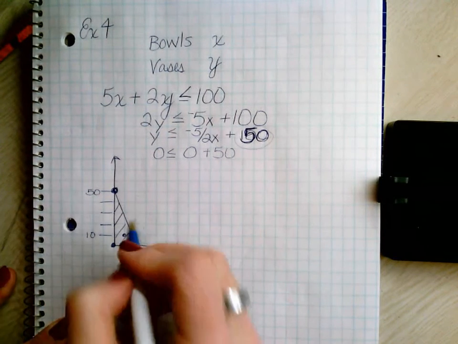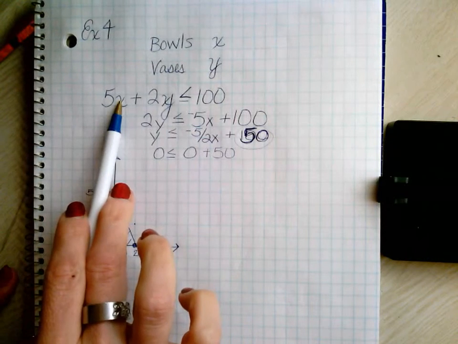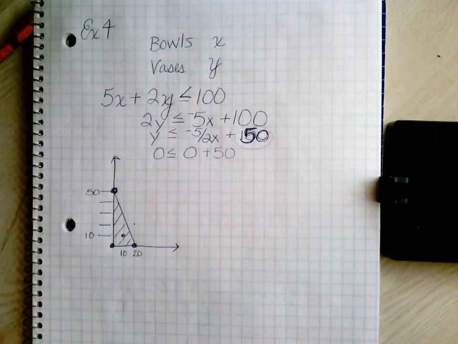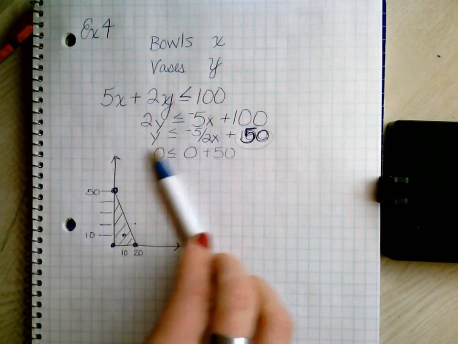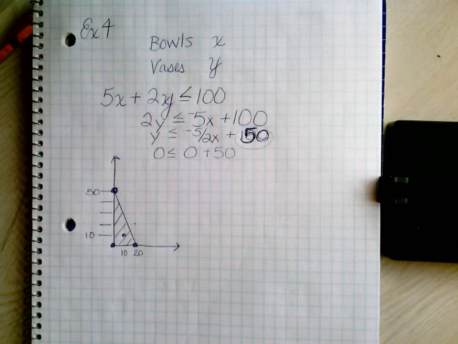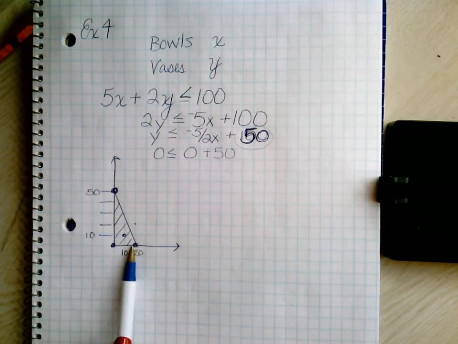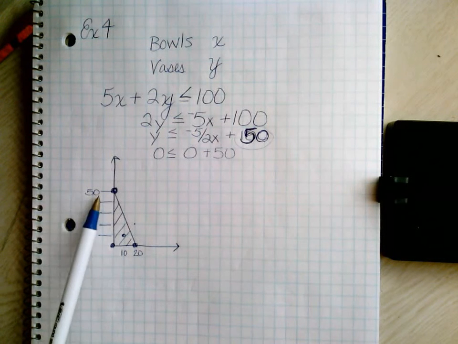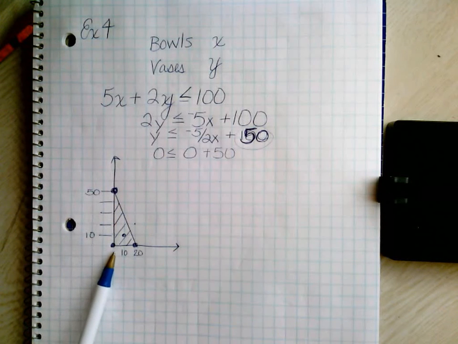In contrast, I cannot make 20 and 20 because if I have 5 times 20 and I add 2 times 20 together, I will have a number larger than the 100 pounds that I have available. Okay? So anything outside of the shaded area is not going to be possible. The maximum number of bowls I could make is 20. That would mean I make no vases. The maximum number of vases I can make is 50. But that means I can make 0 bowls. That's why the 0, 0 is important.